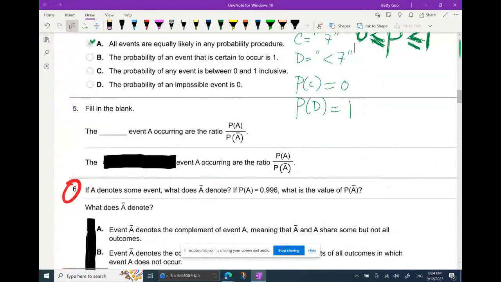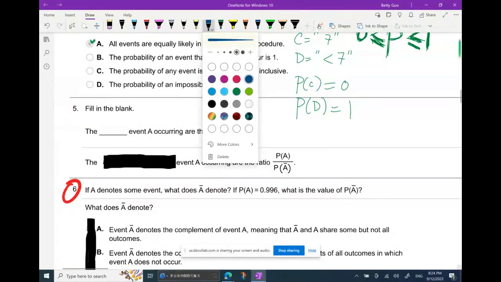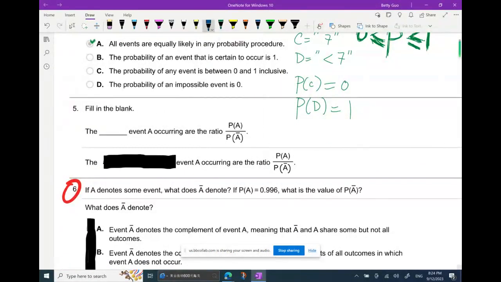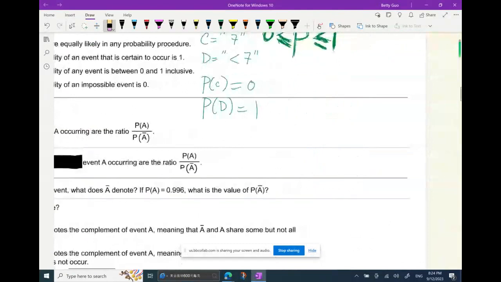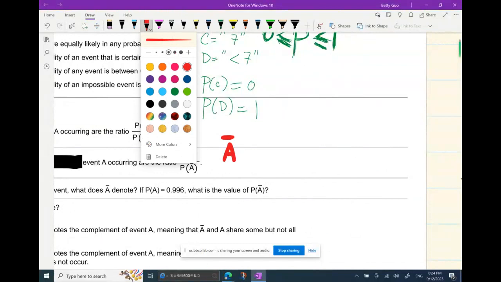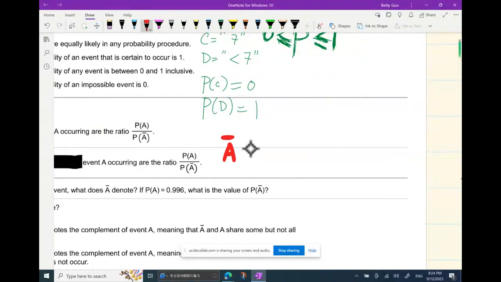We're going to have a new concept now. What is the P of A bar here? What is A bar? Let me show you the definition. A bar represents an event. What event? A is not occurring.